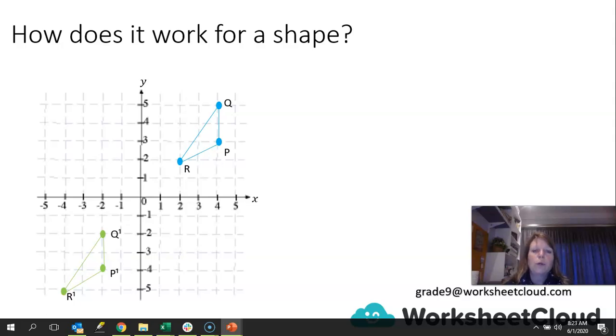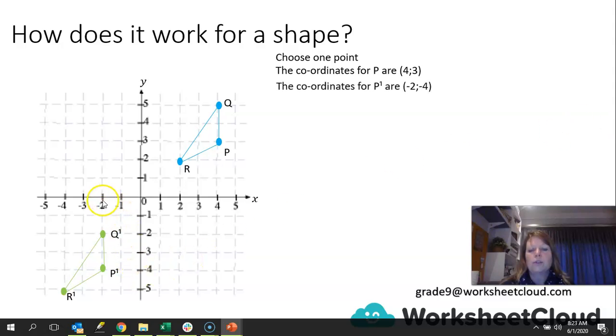So we now have to work out what the rule is to get from PQR to P1Q1R1. Okay, so what we can do to work out the rule is we take any point. So we're going to choose one point here, and we're going to use point P. We're going to look at P, and we're going to look at P1. The coordinates for P are 4 and 3. Can you see 4 and 3? And the coordinates for P1 are minus 2 and minus 4.